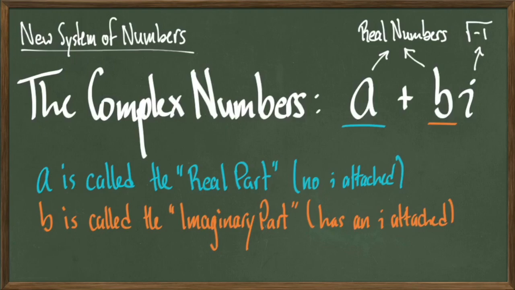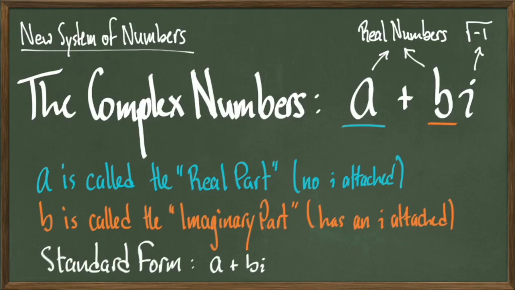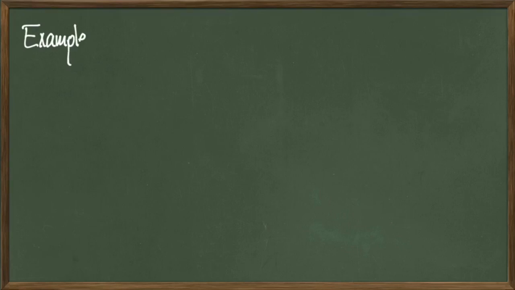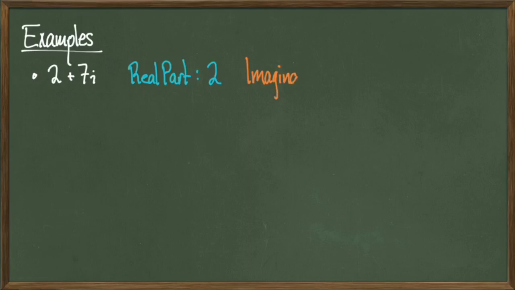So make sure that you're comfortable with these definitions. By standard convention, when writing a complex number on paper, you write the real part on the left and the imaginary part on the right. We'll go through a few examples and name each part of these complex numbers. Take 2 plus 7i. This is a single complex number whose real part is 2 and imaginary part is 7.